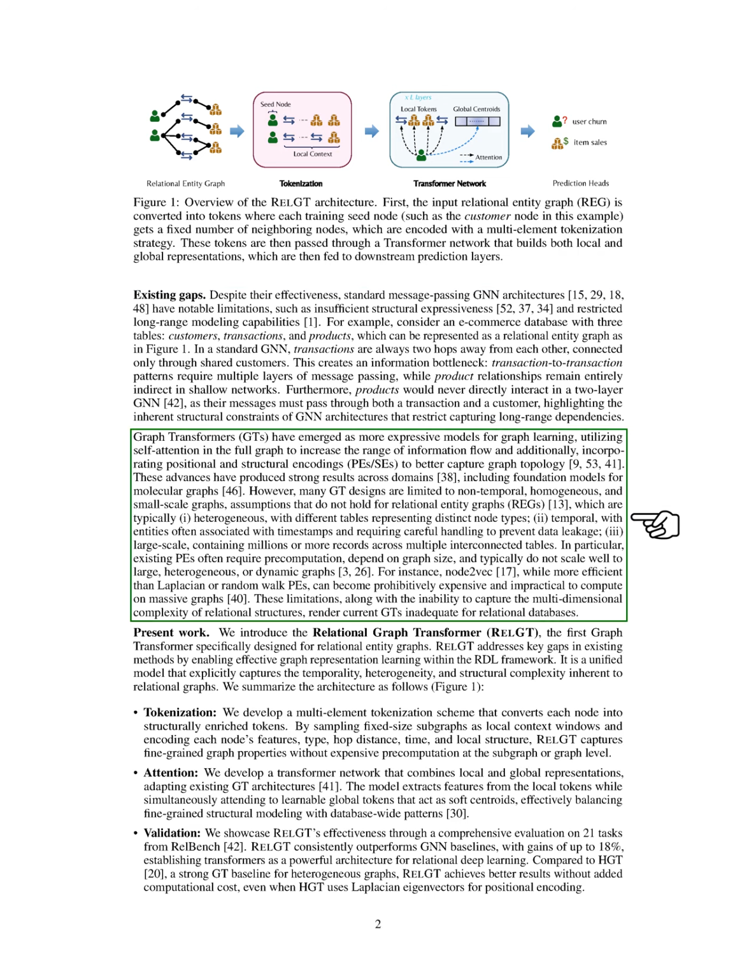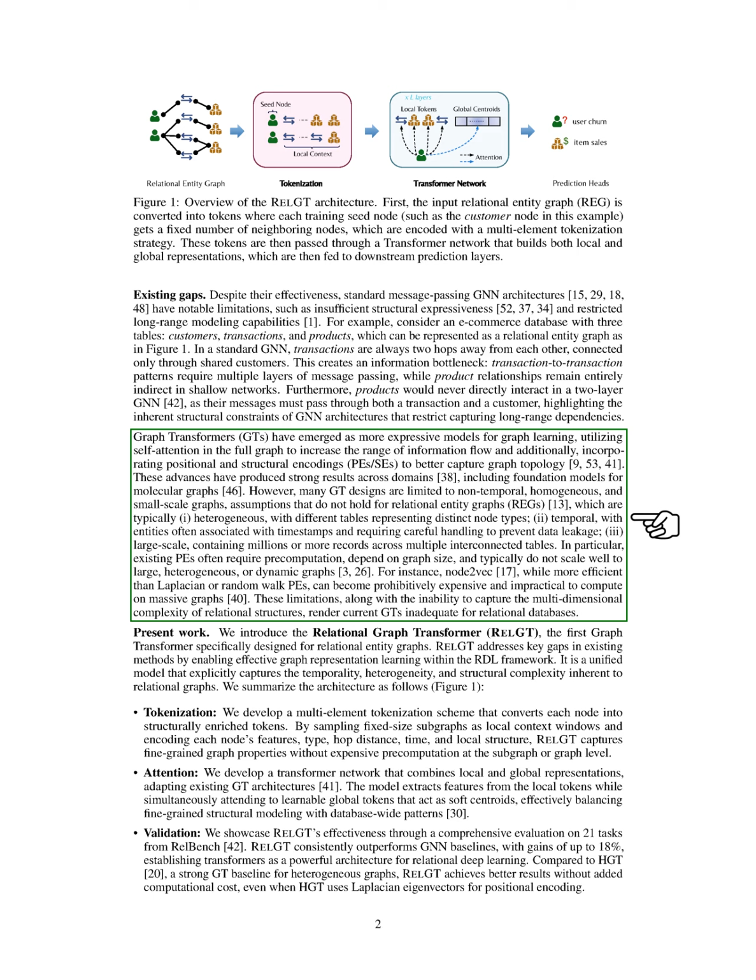Graph transformers, GTs, have been developed to address these issues by using self-attention to enhance information flow and incorporating positional and structural encodings. While GTs have shown strong results in various domains, many designs are not suitable for relational entity graphs, which are often heterogeneous, temporal, and large-scale. Existing positional encodings can be costly to compute and do not scale well for complex relational structures.